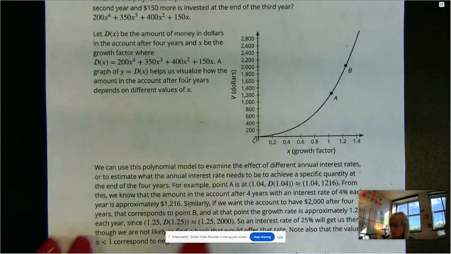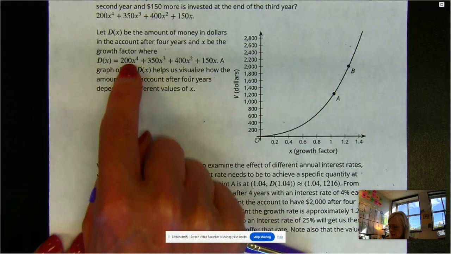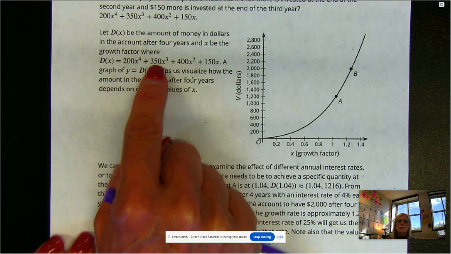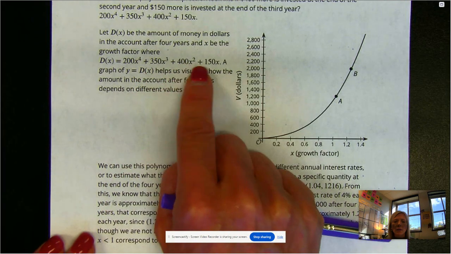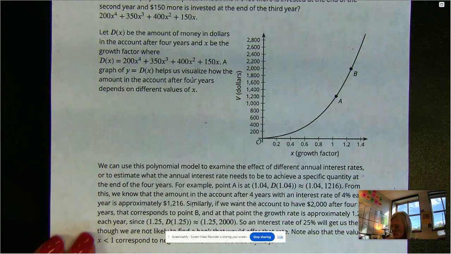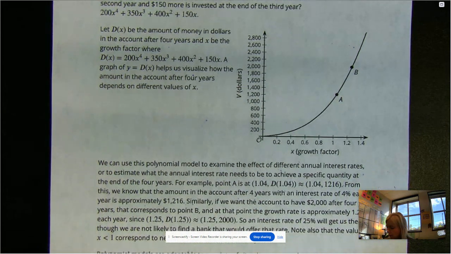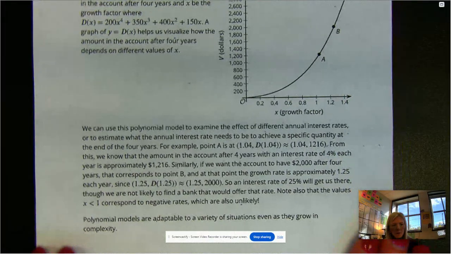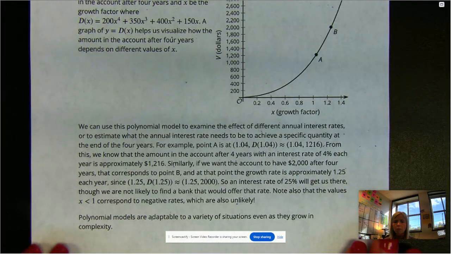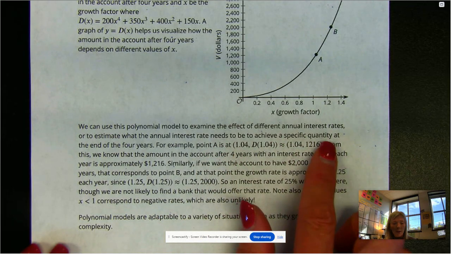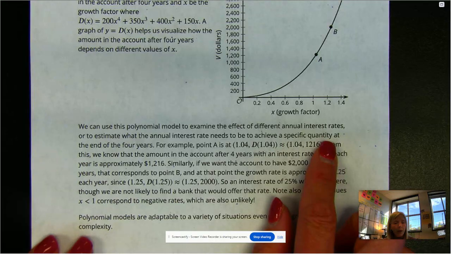Okay, so we have a function d of x, and d of x is going to be equal to 200x to the fourth plus 350x to the third plus 400x squared plus 150x. And here's a graph to help us visualize. All right, so it says we can use this polynomial model to examine the effect of different annual interest rates, or to estimate what the annual interest rate needs to be to achieve a specific quantity. That's what we did with Claire at the end of the 4 years.